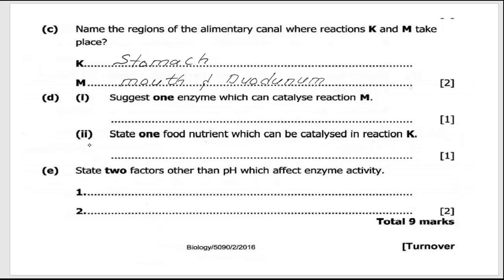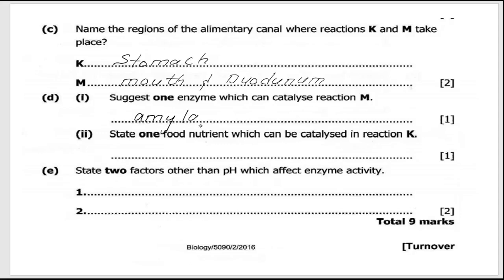D is saying suggest one enzyme which can catalyze reaction M. So the enzymes that can catalyze reaction M, meaning a reaction taking place in the mouth and the duodenum, and these environments are alkaline. So what enzymes? In the mouth you find salivary amylase, in the duodenum you find the pancreatic amylase. So amylase is one of the enzymes that catalyze reaction M. So we're going to say amylase.